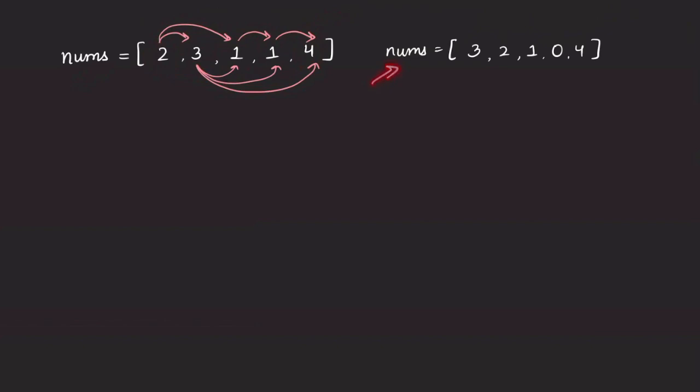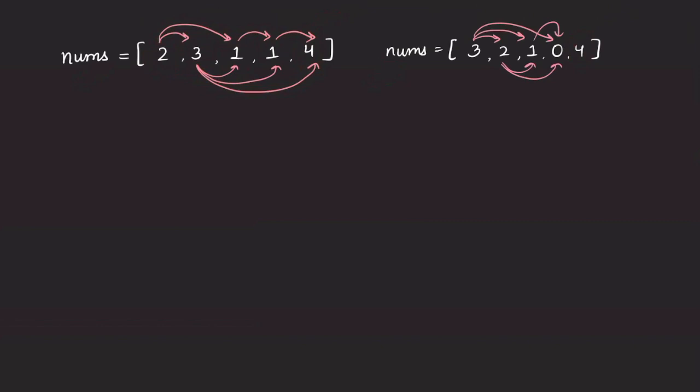Then if we see this particular case, from this 3 we can go to 2, to 1, or to 0. From 2 we can go to 1 or to 0, and from 1 we can go to 0. But from 0 we cannot go anywhere, right? So now if you see, from any of the paths we are not able to reach the last index. So in this particular case our answer is going to be false.